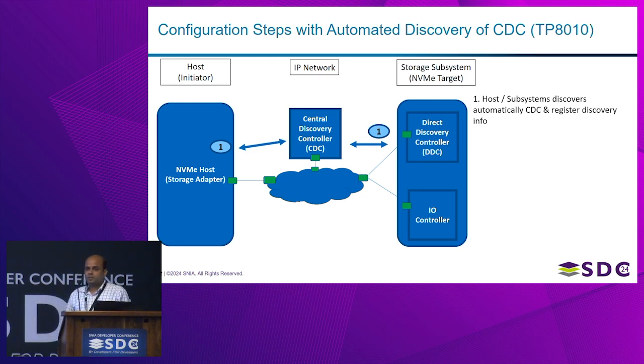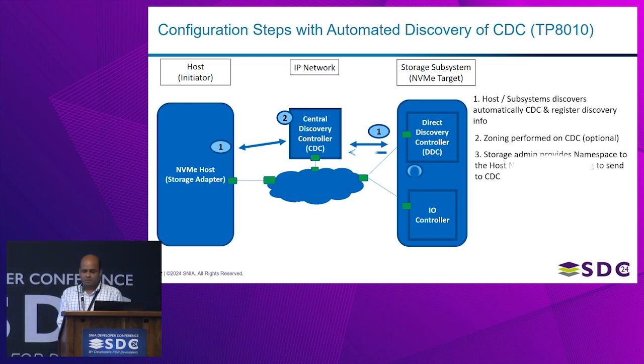Since the CDC service is now available in the network, all the hosts and subsystems discover it automatically, and register their discovery information without needing any manual effort. The best thing is that now you have all the information registered using the CDC, and CDC is the single point of contact any time a connection is to be established in the network. And now the administrator can go and do the zoning, so only the authorized hosts can connect and look at the storage subsystems available in the network.